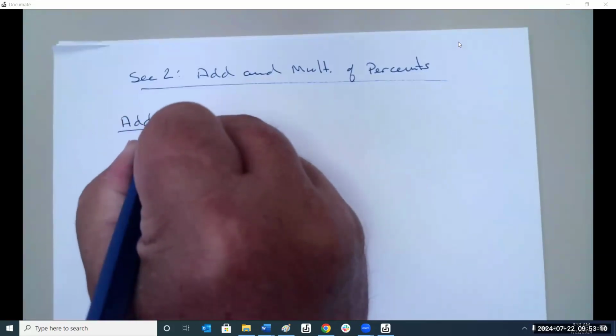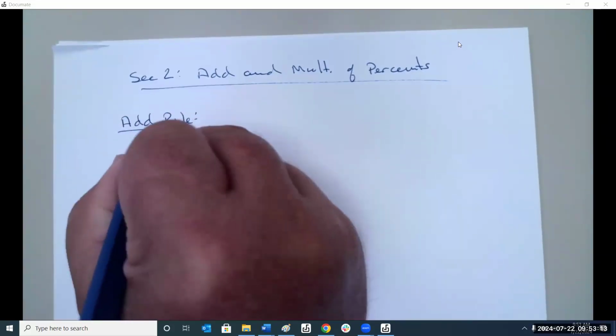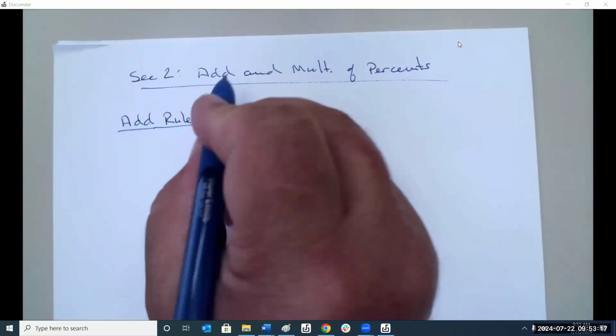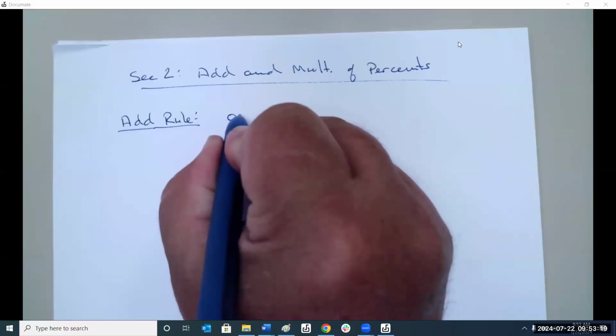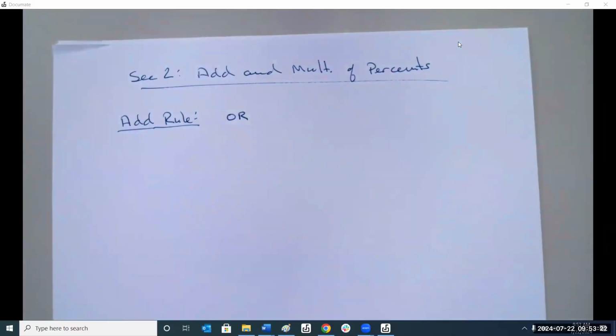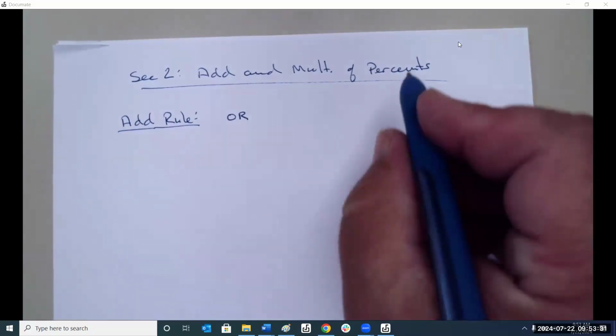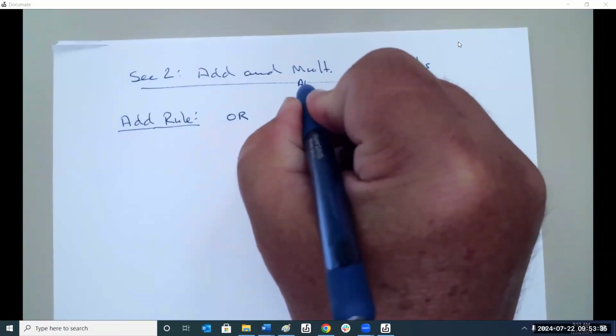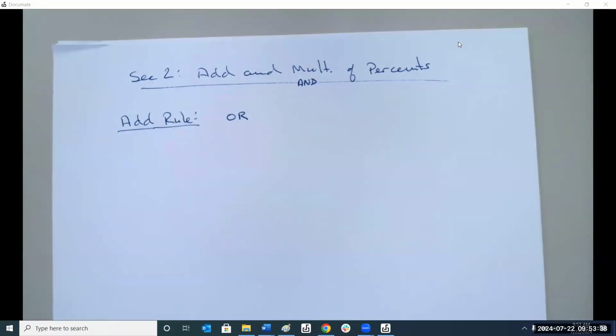So let's look at the addition rule of percents. We know we're using addition whenever in the question you use the word or. The word or, because if you're adding two numbers, it could be this one or it could be that one. When you're multiplying them, you'll use the word and, because it has to be in this one and it has to be in this one. So the probabilities have to be multiplied.